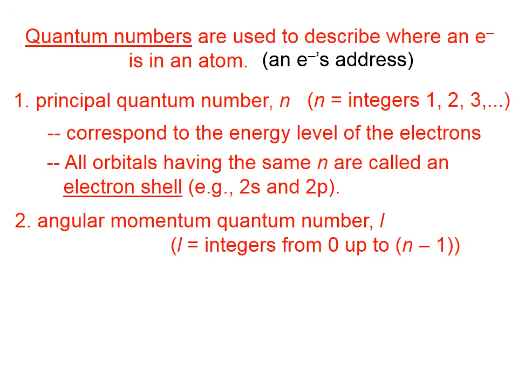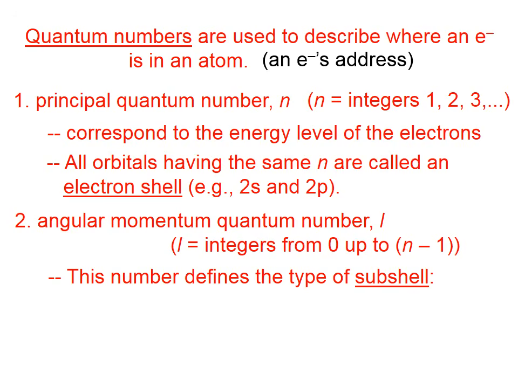The second quantum number is called the angular momentum quantum number. It's symbolized by an l. And l ranges from integers of 0 up to n minus 1. In other words, if n equals 4, then the second quantum number could have a value between 0 and 4 minus 1, which is 3. This number defines the type of subshell.